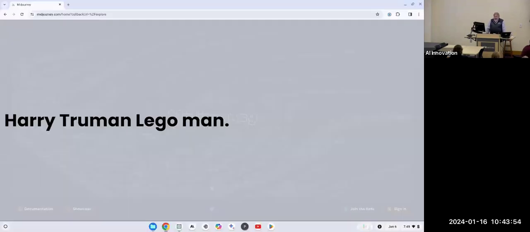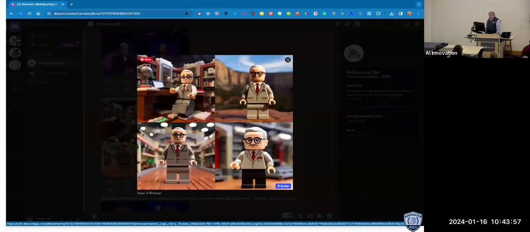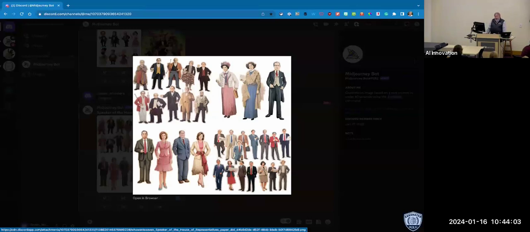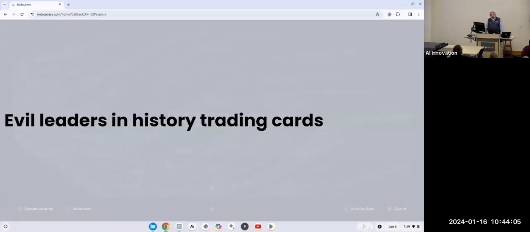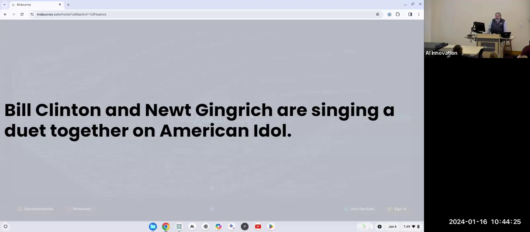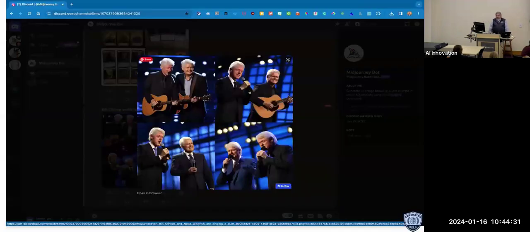So again, ridiculousness: I can create a Harry Truman Lego man. I can create Speaker of the House of Representatives paper dolls. I can create evil leaders of history trading cards. Note the ones in the upper left-hand corner are clearly space alien evil leaders of history. So maybe that's a premonition of what's to come. And then I stay away from current politics for a very, very good reason. The most recent I'm able to go, in my view, is the Bill Clinton administration. So I'm going to have Bill Clinton and Newt Gingrich singing a duet together on American Idol. And here they are, probably singing Islands in a Stream. So that is a sense of that.